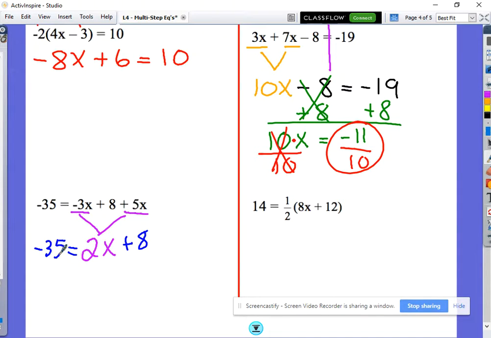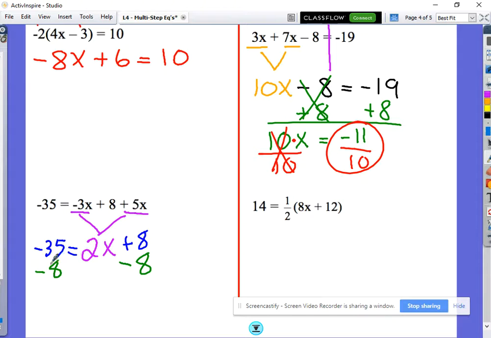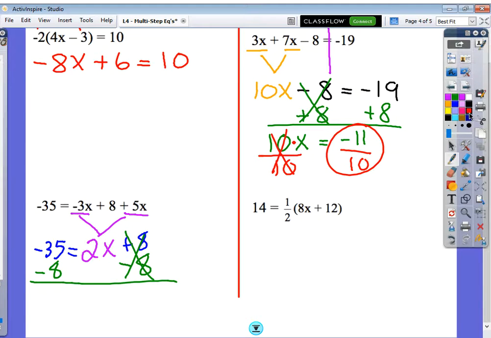So now we've got our equation, opposites again. So opposite of plus 8, minus 8. Minus 8. Feel free to press pause at any time. If you're falling behind, press pause at any time and catch up. So subtract that 8, those cancel out. We're left with negative 35. This is a tough one. Negative 35 minus 8. Think about that for a second.